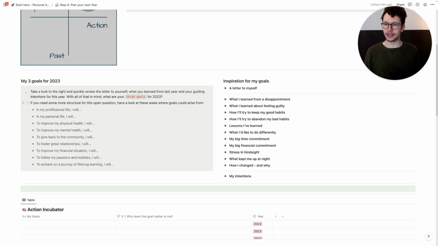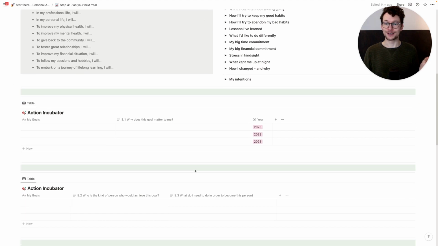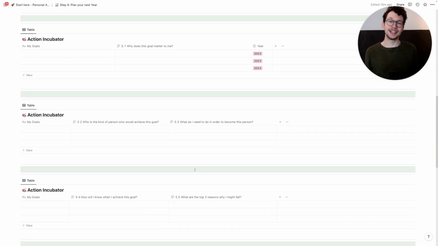Again, you have some structures, some areas where you could set yourself a goal. And then on the right, you see your inspiration for these goals: the letter that you wrote, the things that you learned, and your intentions. And that's only the first part, and I would say even the less important part, because what's a lot more important than setting a goal is to figure out how you can make that goal reality. In order to do that, I've created this action incubator down here, which will guide you through a series of questions to help you really think through how doing or achieving this goal would look like.